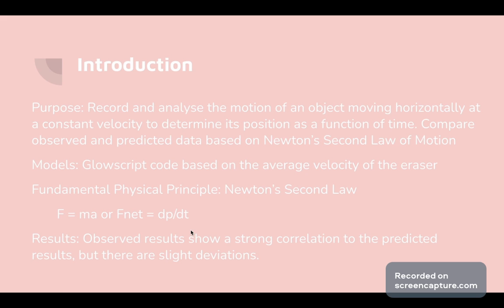Based on the comparisons between the observed and predicted data, the lab resulted in a very similar path between both graphs of position with respect to time. However, there were some differences, such as the curve of the observed data not being perfectly linear.